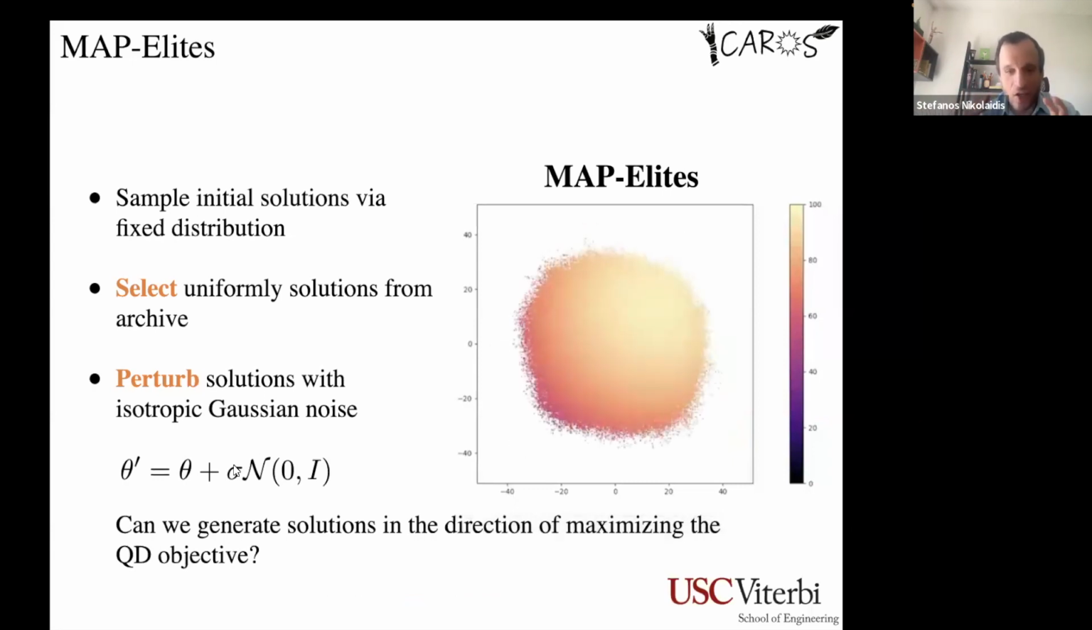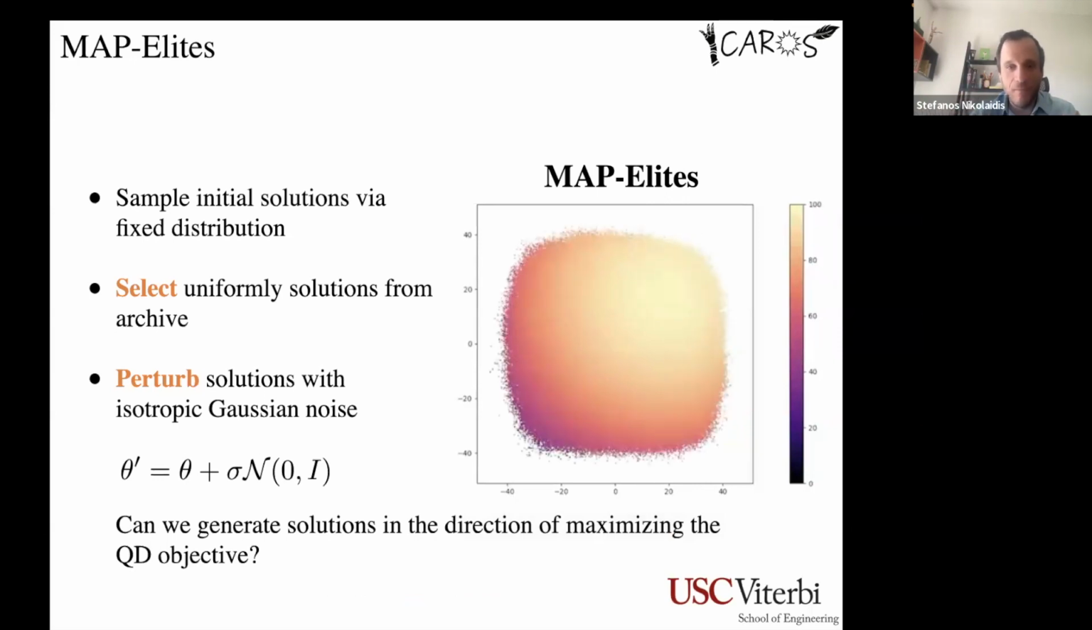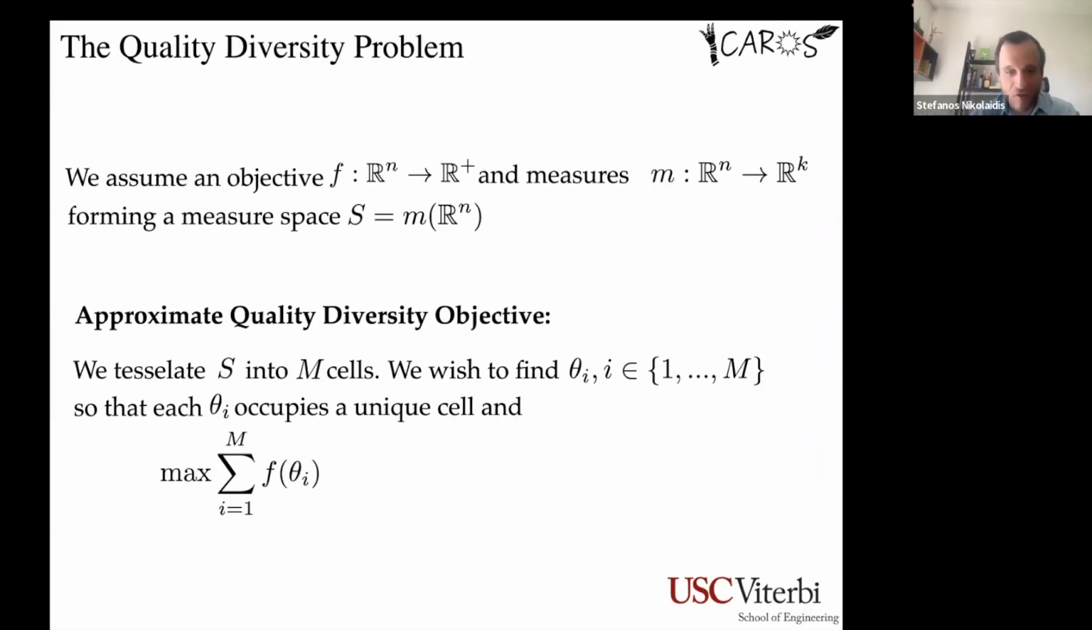But can we instead generate solutions in the direction of maximizing the quality diversity objective? Here, the quality diversity objective is to maximize the sum of qualities of solutions in all cells. So can we generate solutions in order to populate the archive with elites?